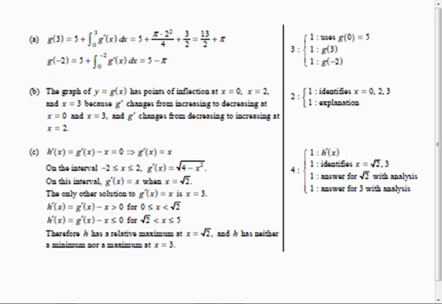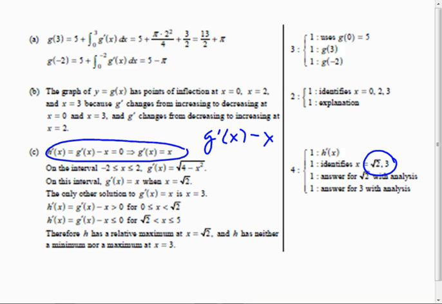H prime of x, so you get a point for this. That first thing that I said was g prime of x minus x. You get a point for finding the two candidates, so if you only found one, you didn't get the point. And the answer for the square root of 2 with the analysis, which just says this is a maximum, because they say h prime is positive, and then it becomes negative.